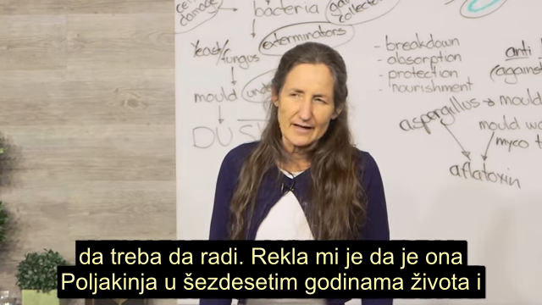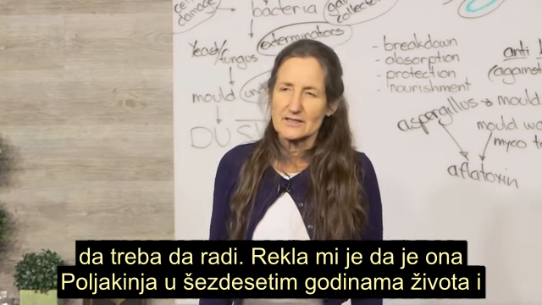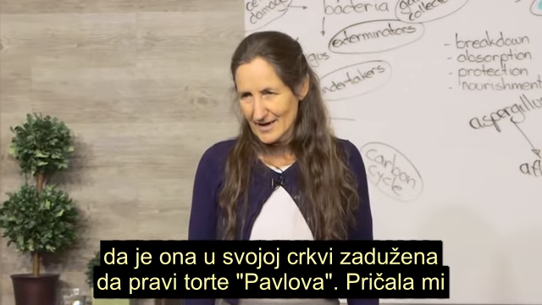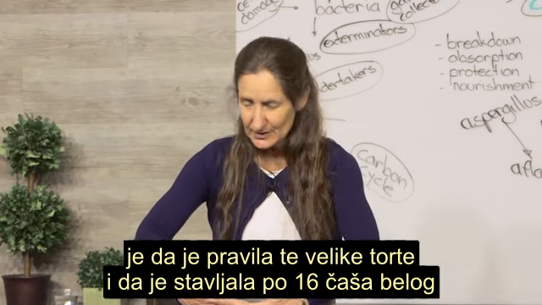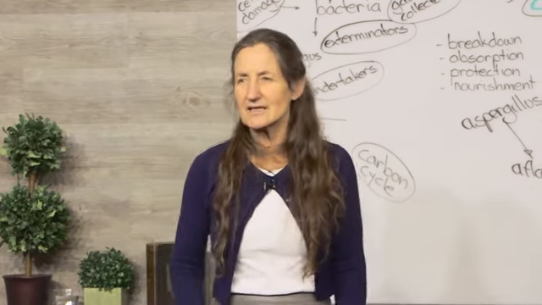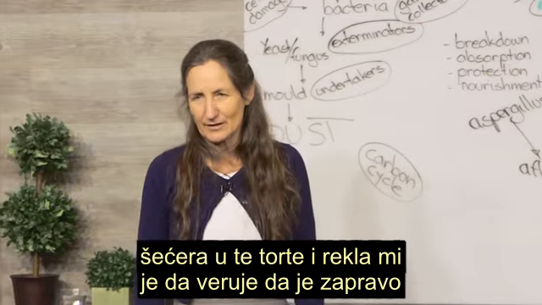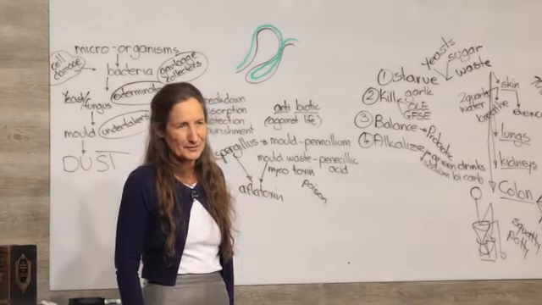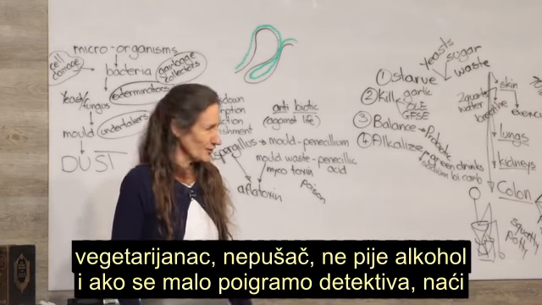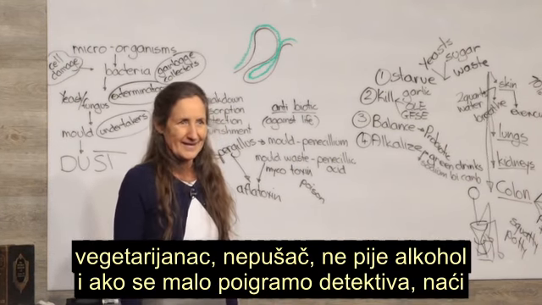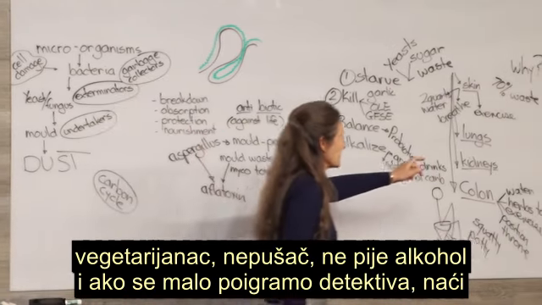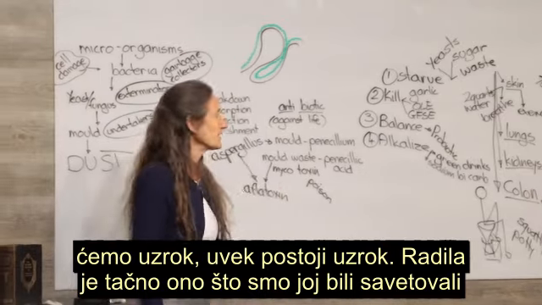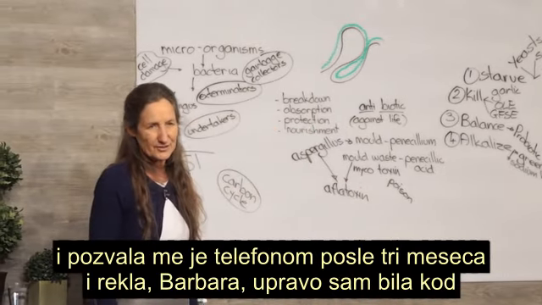She told me that she's Polish. She's mid-60s. She said that at her church, she's the pavlova maker. And she said, "I used to make pavlovas about this size, and I would put 16 cups of white sugar into those pavlovas. I believe that I was feeding my cancer with the sugar." Because she's a vegetarian, not a smoker, not a drinker. But you see, you put the detective hat on and you will find out there is always a cause. She did exactly what we advised her to do.